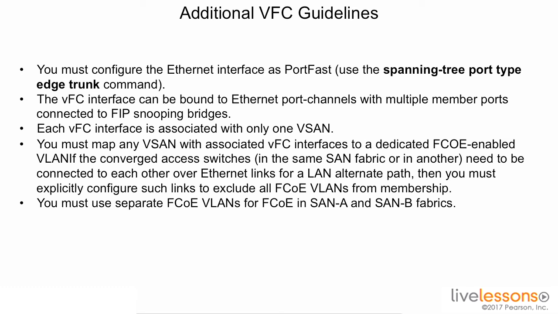Finally, we need to maintain separate SAN A and SAN B fabrics. So when you're using VFCs at the edge, you want to make sure that in configurations like vPC that you exclude FCoE VLANs from links like the peer link, so that you maintain that SAN A and SAN B functionality.